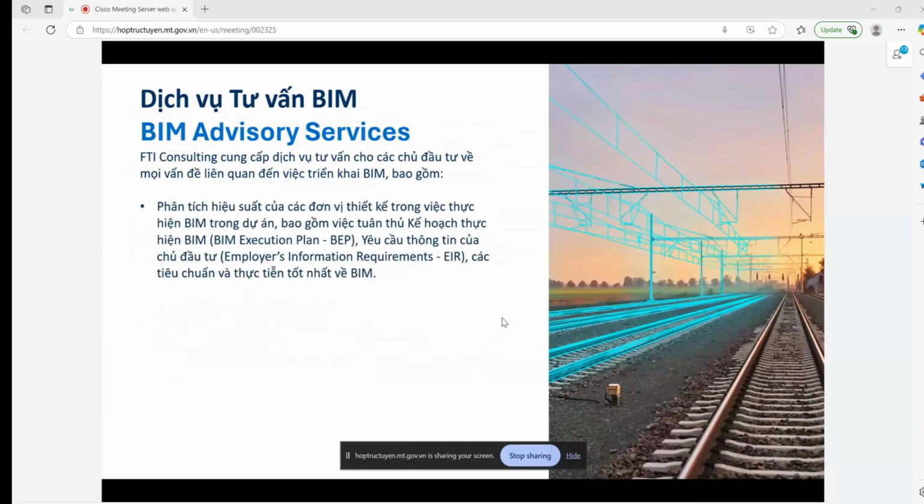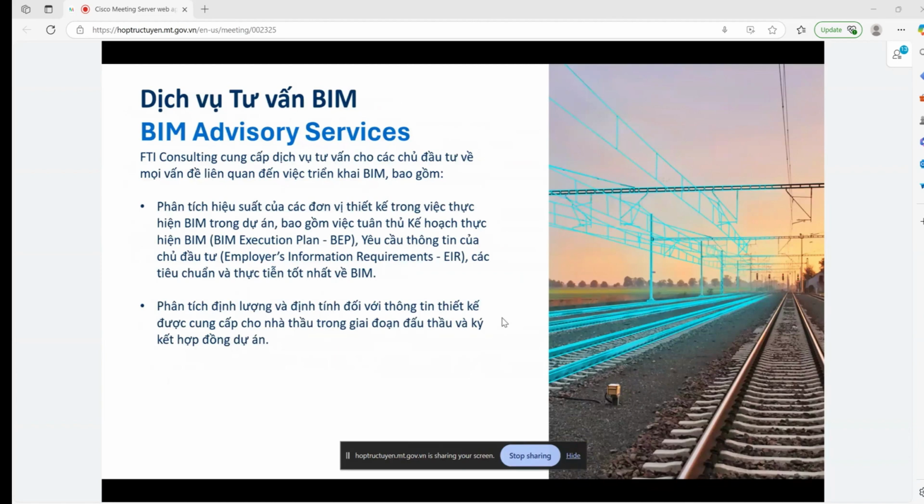And then last but not least, when it comes to BIM, we can help you to define what the requirements are. So we can help you set out the BIM requirements, your employer information requirements, and we can identify all the BIM best practices. For example, establishing a BIM academy. And as the project progresses, we can also support you with checking what's going on.